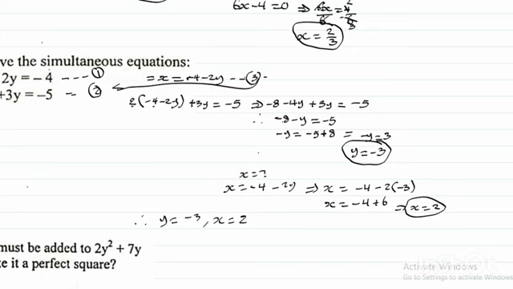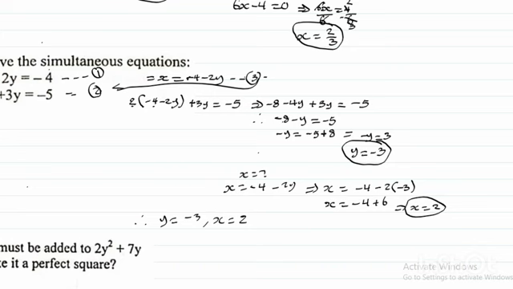This question says: what must be added to 2y squared plus 7y to make it a perfect square? When you see a question like this, you should know that it is a quadratic equation. So how can you solve this question when you see it in the first place? It's very simple. I'll give you the best way you can solve this question. There are things to take note of.